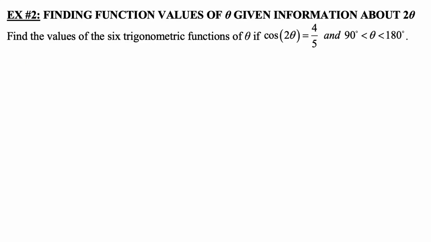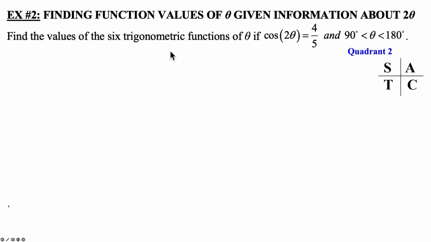Okay, next, find the values of the 6 trig functions of theta if cosine 2 theta is 4/5 and 90 degrees is less than theta is less than 180 degrees. So theta has to be in quadrant 2. Okay, so what we need to do is we need to determine our sine of where we're going to end up. So let's see. We're in quadrant 2 right now, so sine's positive, tangent and cosine will be negative.